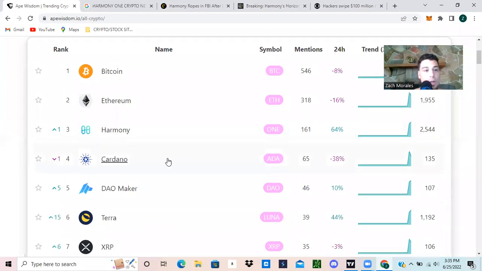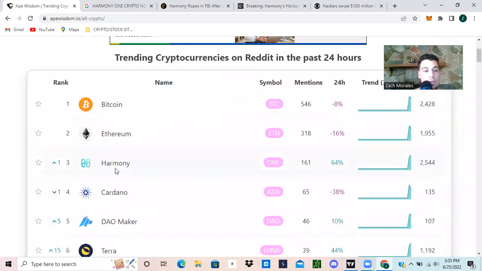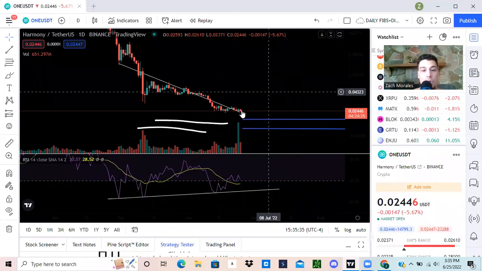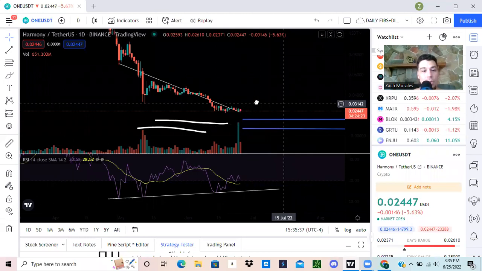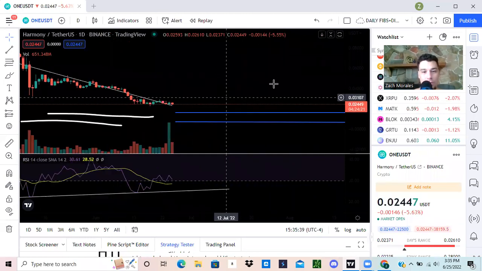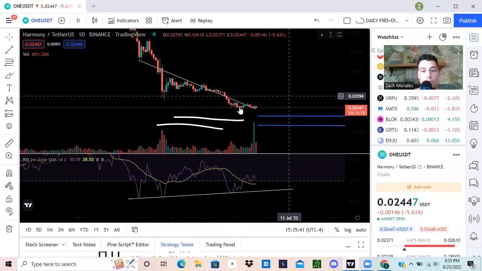It's trending number 3 on apewisdom.io for the cryptocurrencies. And usually it's always Bitcoin, Ethereum, and Cardano. Harmony has stepped its way up into the ranks. So lots of bad things going on with it currently. I wouldn't look for any short-term bullishness.